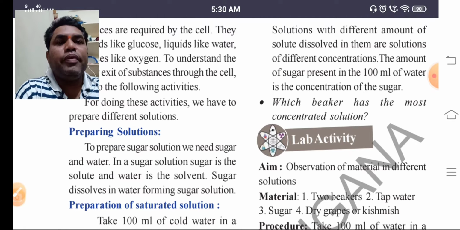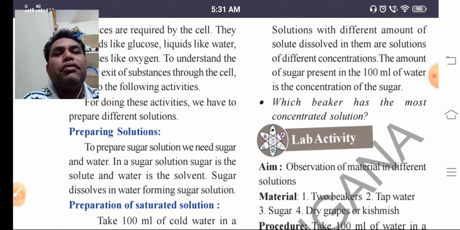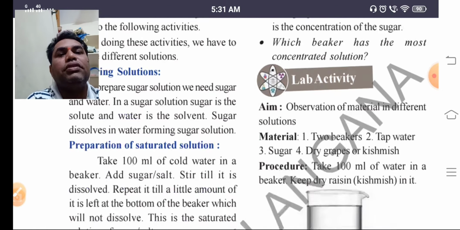So to prepare sugar solutions, we need sugar and water. In a sugar solution, sugar is the solute, water is the solvent. Sugar dissolves in the water, forming sugar solution. So when we take sugar and pour it into the glass, and then pour the water, it becomes a sugar solution.